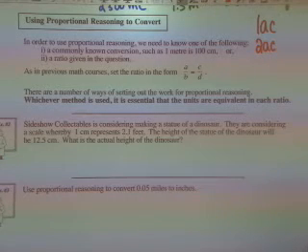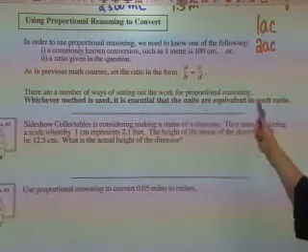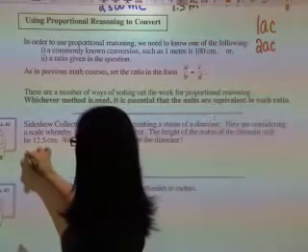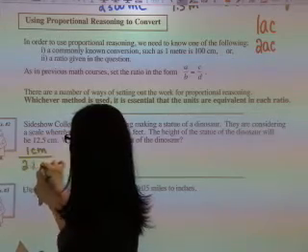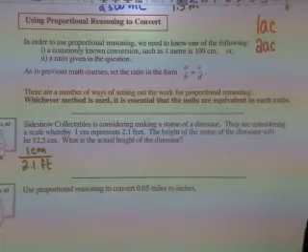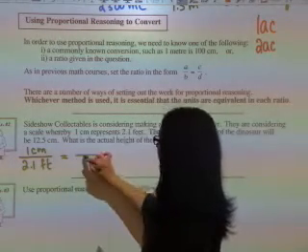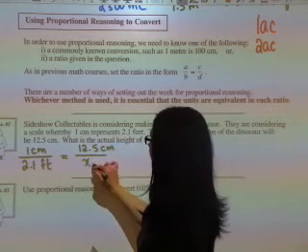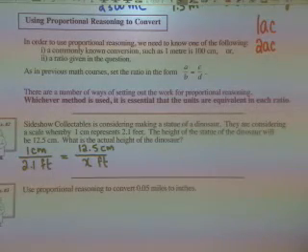So when we're using proportional reasoning, what is essential is that the units are equivalent in each ratio. My ratio is I'm letting 1 centimeter be compared to 2.1 feet. That's my ratio. As a proportion, I'm saying that's going to be the same as 12.5 centimeters is to how many feet. And I can use X to represent my unknown.